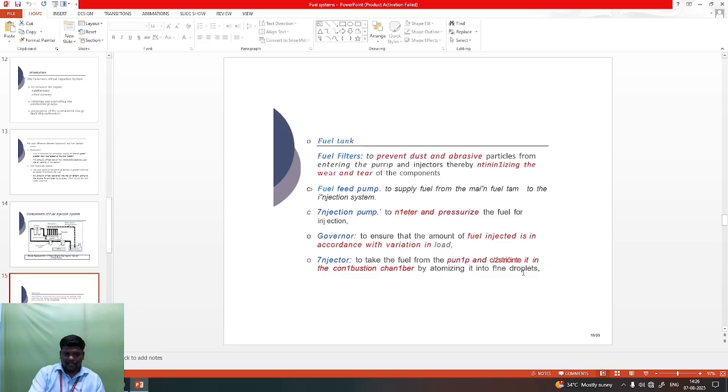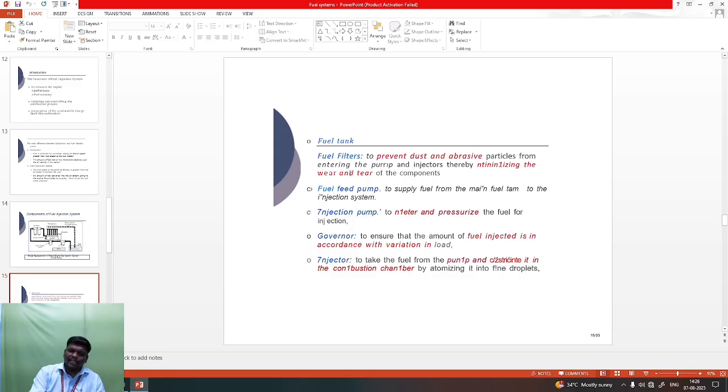Let us see what parts there are. First is the fuel tank, to which the fuel filters are attached. After the fuel tank, the fuel filters prevent dust and abrasive particles from reaching the pump. The fuel feed pump is used to supply the fuel to the injection system. The injection pump is used to pressurize the fuel for injection.